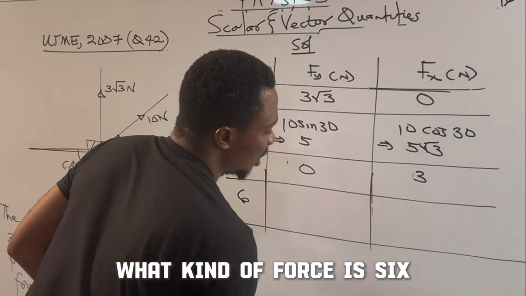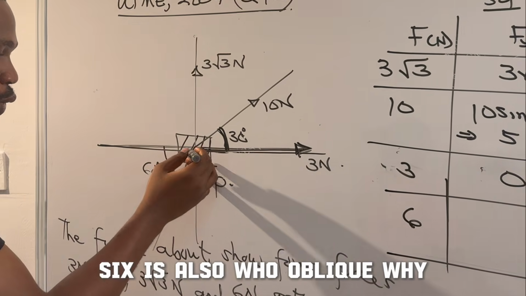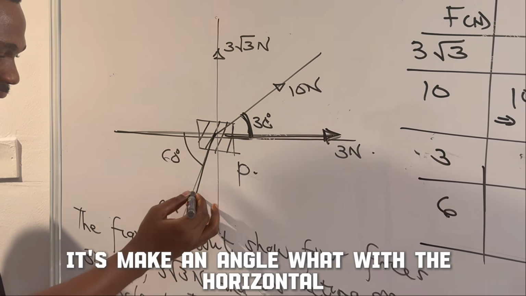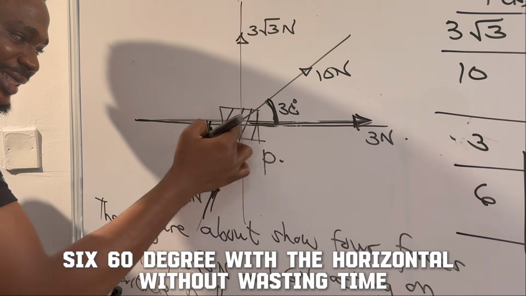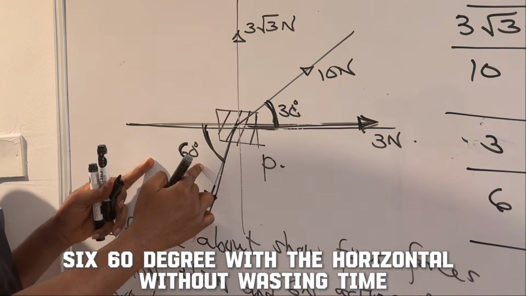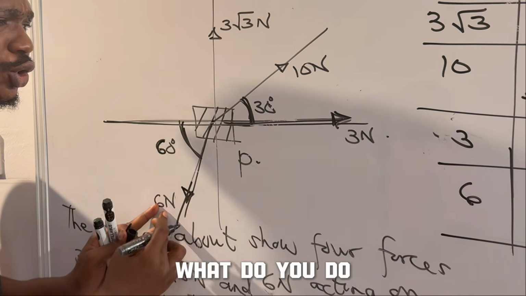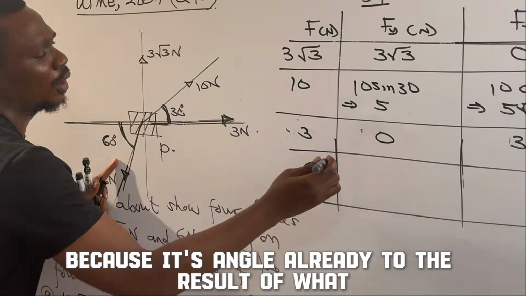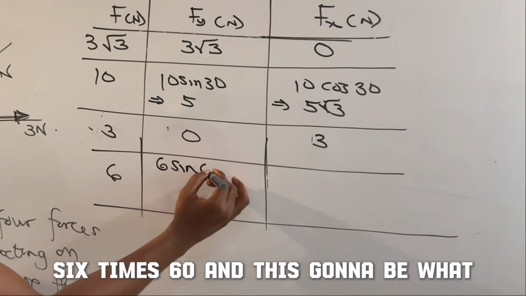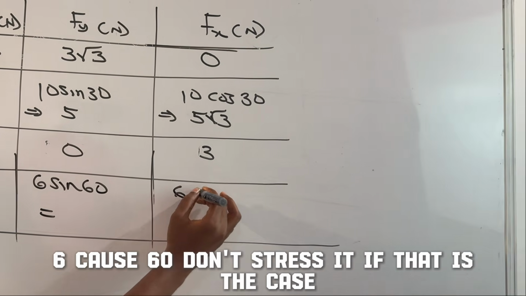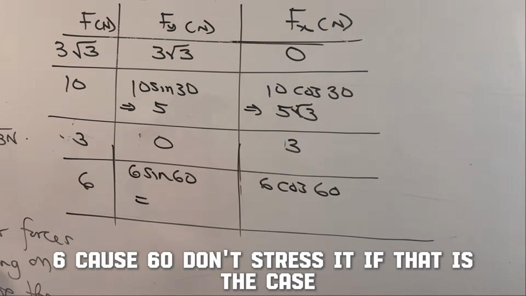What kind of force is 6? 6 is also oblique. Why? It makes an angle with the horizontal. What angle? 60 degrees with the horizontal. Without wasting time, because it's at an angle to the horizontal, it will be what? 6 sine 60. And this is going to be what? 6 cos 60. Don't stress it.